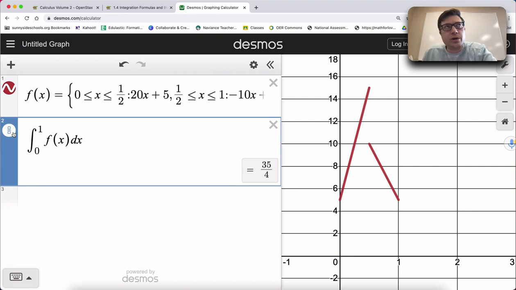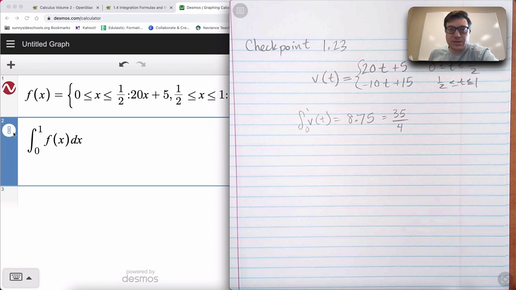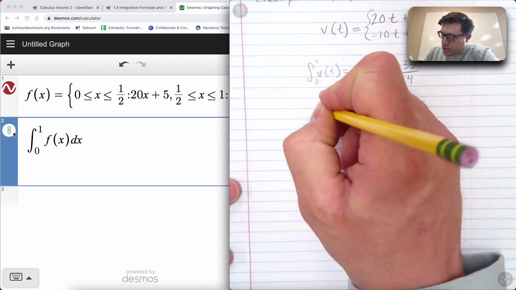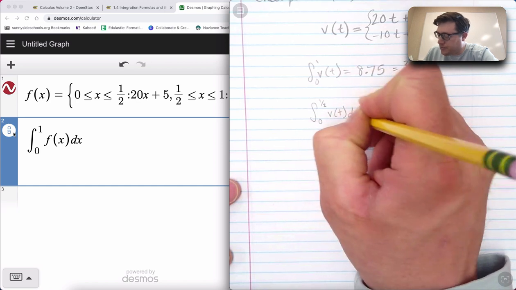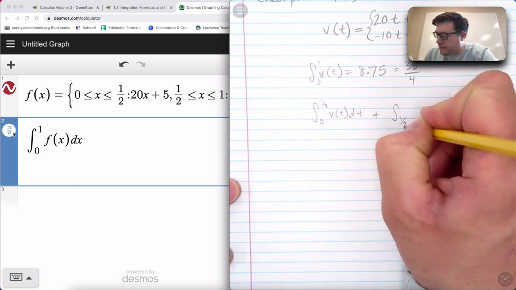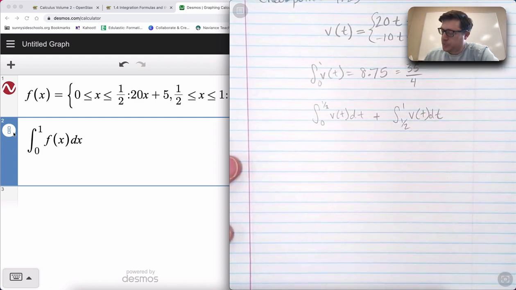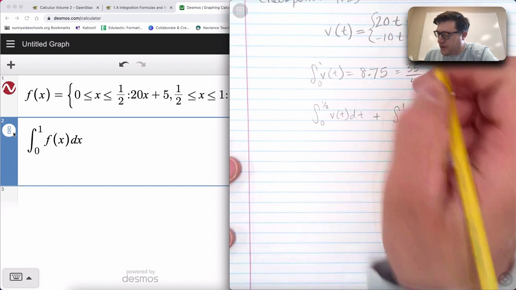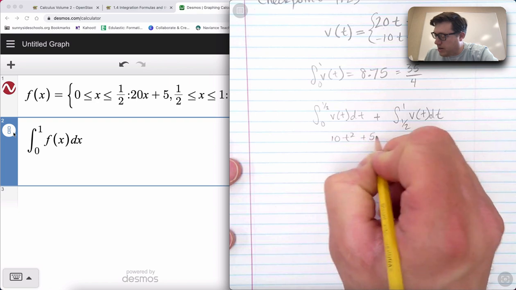35, oh, that's true. 9 times 4 is 36, so cut back a fourth. 35 over 4. But the goal is to prove it, right? The goal is to show, using the fundamental theorem of calculus and splitting the integral up into two sections, the 0 to 1/2 section of our function plus the 1/2 to 1 interval for our function. So 20t plus 5 becomes 10t squared plus 5t.